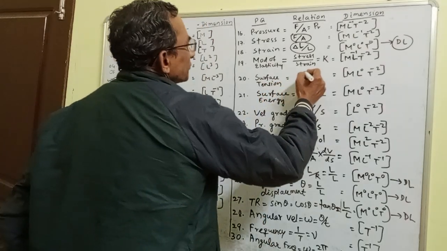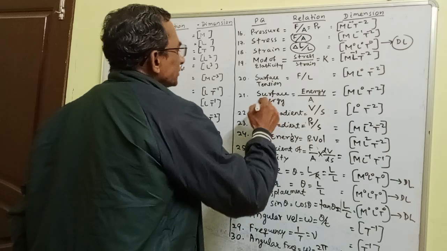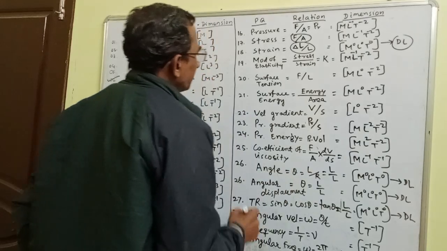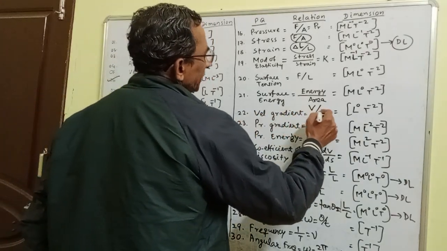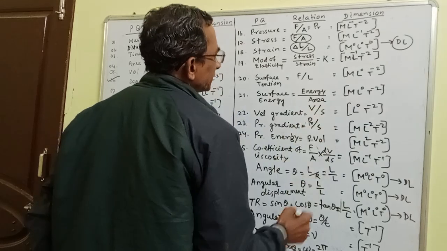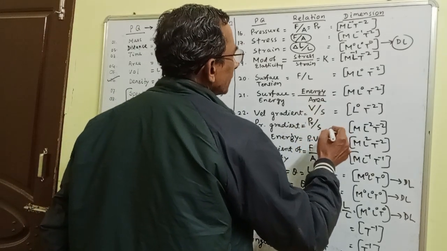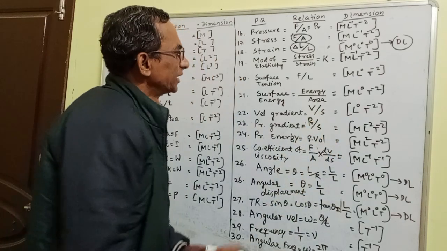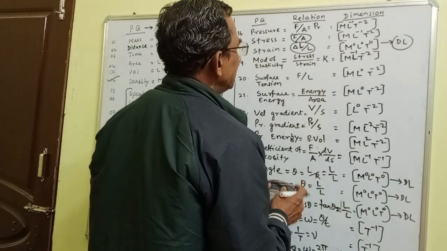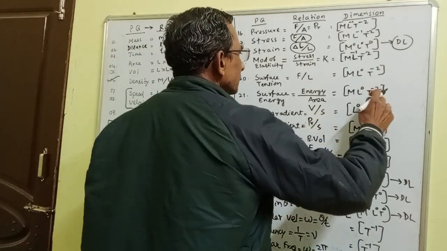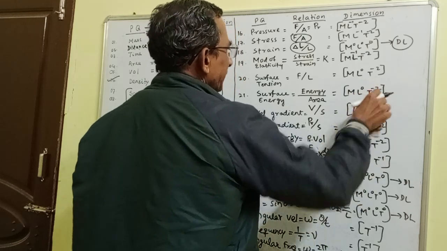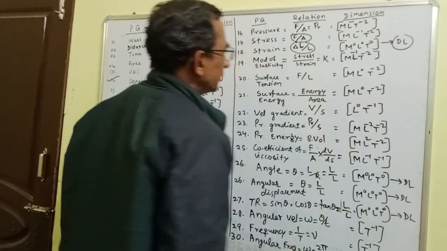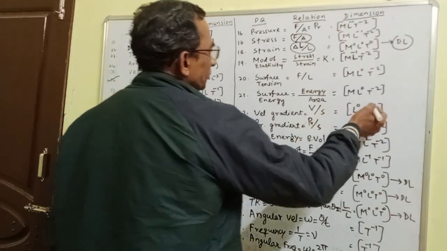Surface tension, force per length. Surface energy is energy per area. Velocity gradient is velocity per distance. Velocity per distance, it will be LT minus 1 divided by L, then hence it becomes T minus 1 or L0 T minus 1.